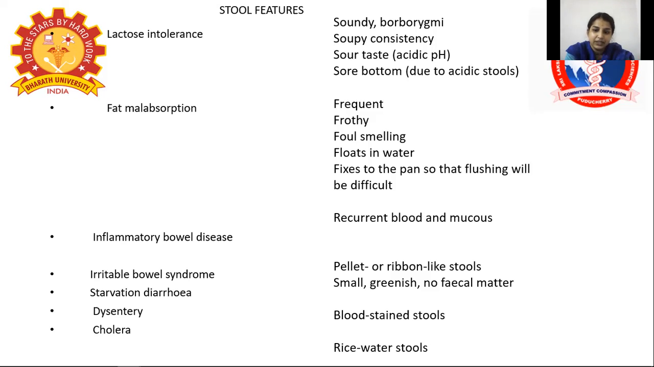In IBD, the child has either constipation or loose stools alternating with each other. So the child may have pellet or ribbon-like stools. Starvation diarrhea, the child has small greenish stools and there is no fecal matter. Dysentery is usually blood stained, and cholera is rice water stools.